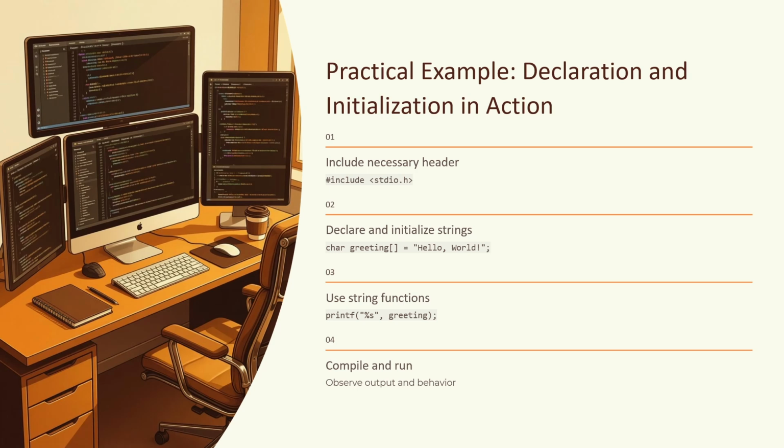So in the practical example, first we include the standard input-output header file to access input-output functions. Next, we declare and initialize a string named greeting with the value hello world. Then using the printf function, we display the string on the screen. When the program runs, printf reads characters one by one until it encounters the null character terminator, ensuring only the intended message is displayed. This example demonstrates how strings are stored, accessed, and printed in real programs.